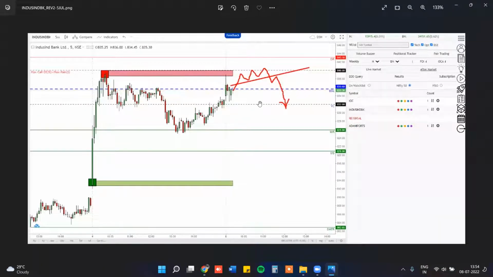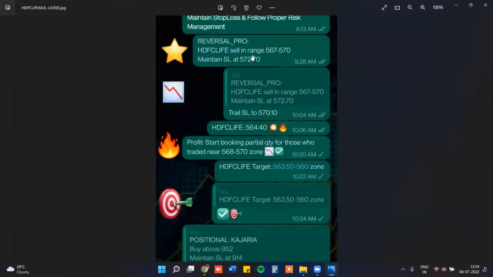Try to trade with proper risk reward. As I said, 2 or 3 rupees of risk will also give you a good reward. Like if I'm trading at 570, my risk was 572.7. So likewise, 2.7 points I'm trying to give the market in favor of that. Stock falls from 570 to 564. You can see around 6 points, around 5.5 points it has given. So that is 1:2.